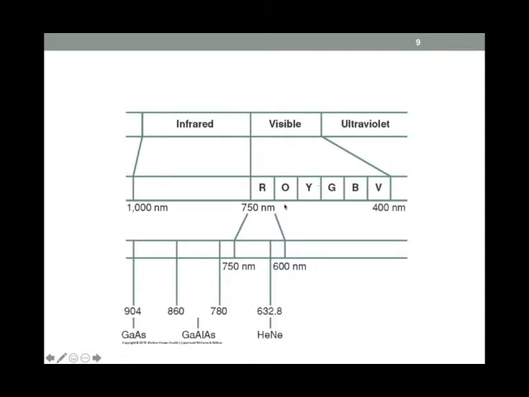Where laser therapy sits on that is going to be between about 630 nanometers of wavelength and 904. All right, so we have your visible light here in this range between 750 and 400 nanometers. And most of the lasers that we're going to use are going to be either in infrared, or some of the lasers that you may see on older models might be in the visible red spectrum.